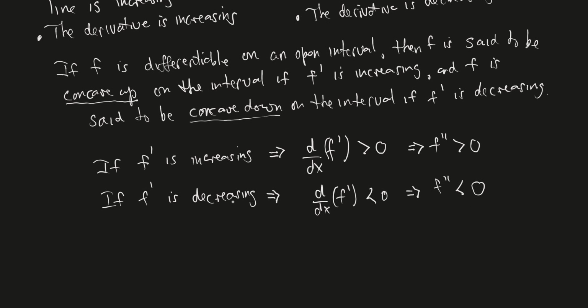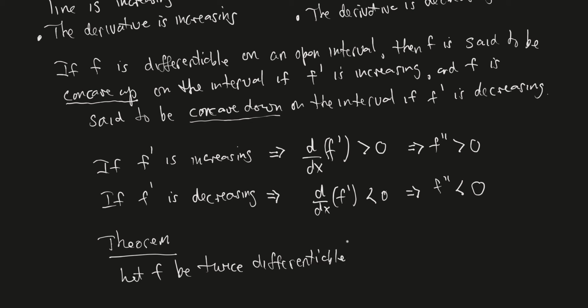So here is a theorem now that tells us if I have my function f of x, what is a surefire way to determine when that function is concave up and when that function is concave down, right? So here's our theorem. Let f be twice differentiable. That means I can differentiate it twice and the second derivative still exists on an open interval.